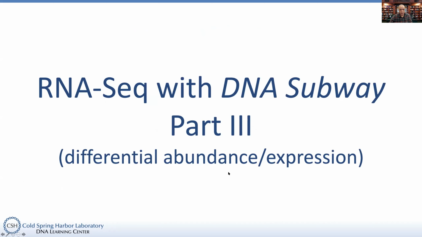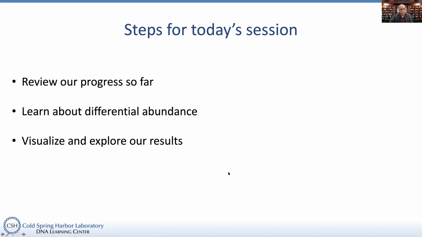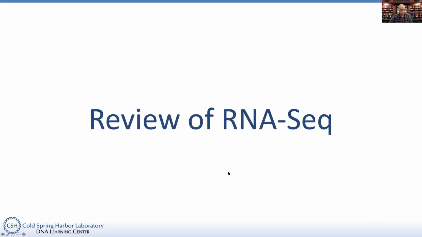Okay, so we're finally up to the highlight, the climax here: differential abundance or expression. We need to parse those terms a little bit, but that's where we are at this point. So let's review what we've done to get here. Let's go a little bit deeper into what it means to have differential abundance or expression. And then we're going to visualize and explore the results and tell you what we get from that.